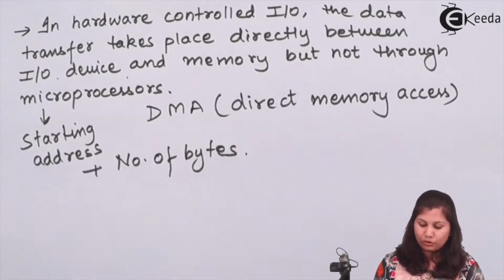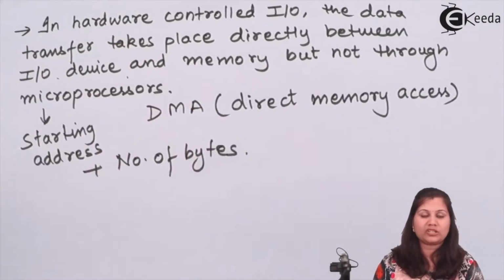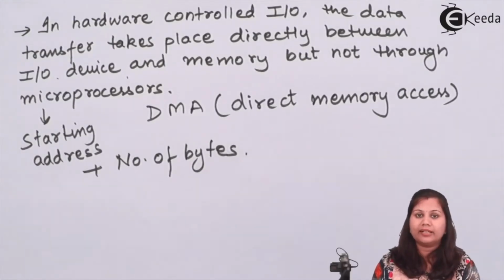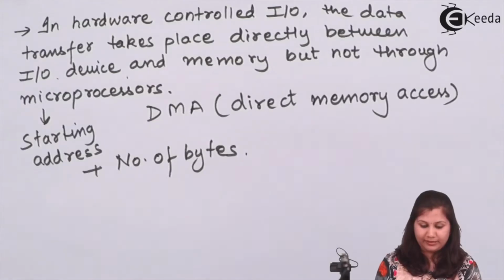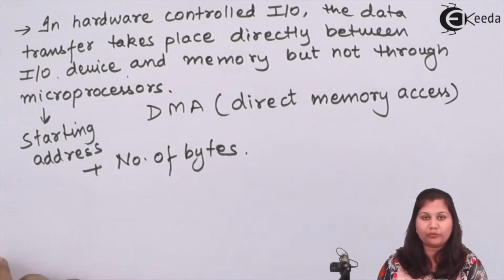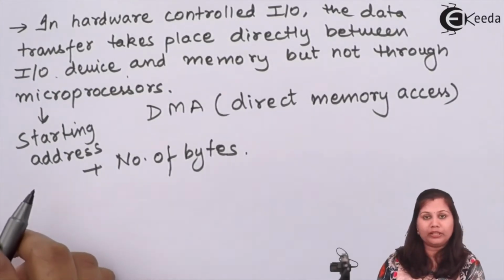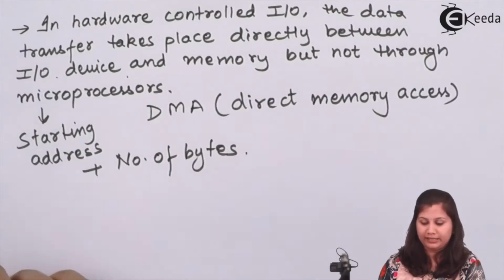that how many number of bytes are to be read or written from the memory. Okay, so these were the three ways in which the data transfer can take place between the microprocessor and the input output devices. Now in this video, we are going to study in detail the program controlled input output interfacing technique.